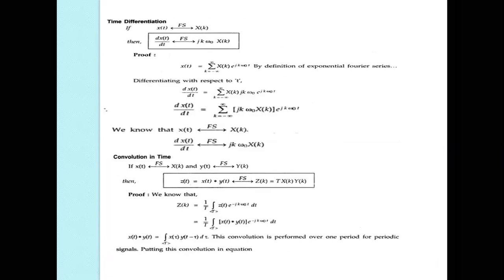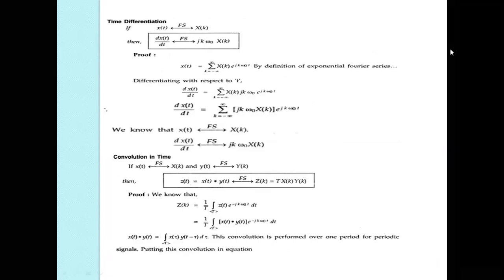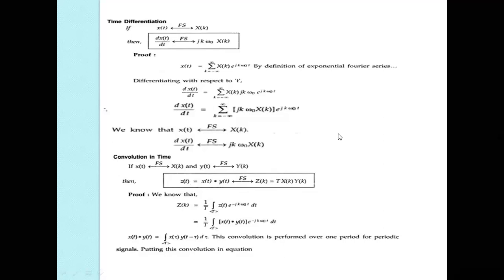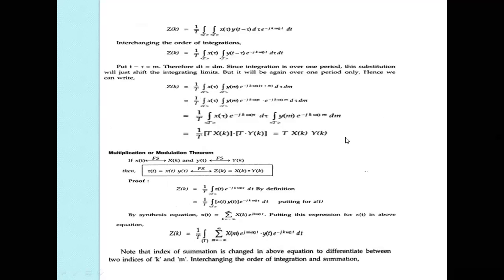In the last class, we discussed two very important properties: convolution in time and multiplication in time, or the modulation theorem. So up to that, we completed in the previous classes.